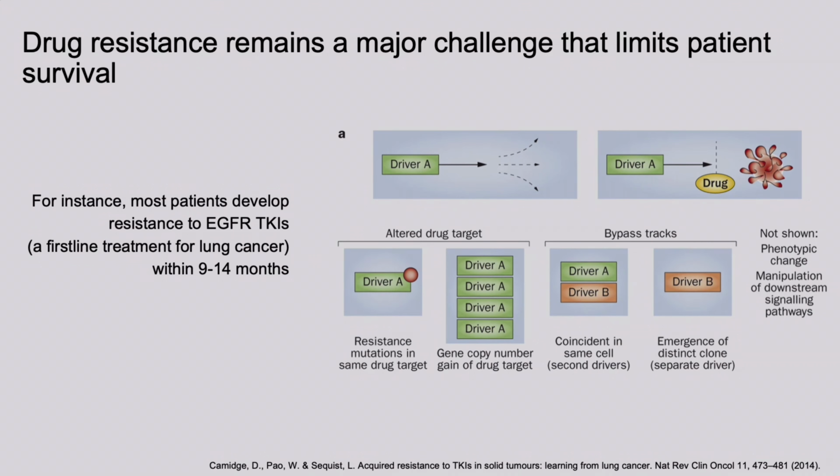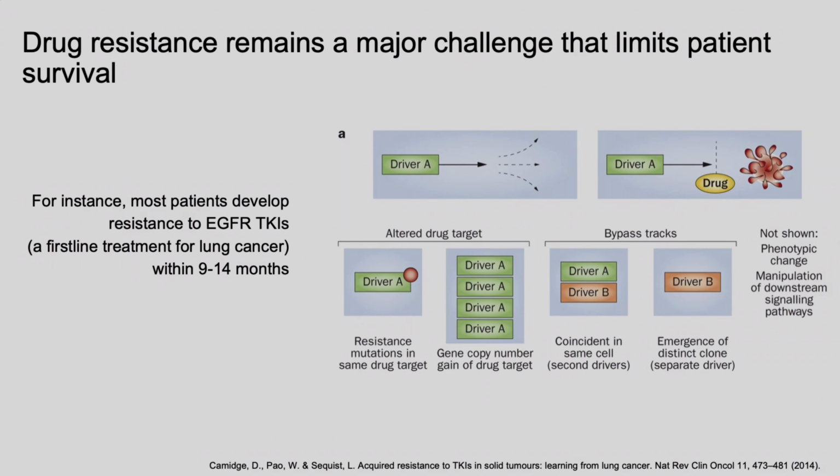But there's still the challenge of drug resistance. For instance, most patients develop resistance to EGFR tyrosine kinase inhibitors within 9 to 18 months. And there's a lot of different mechanisms of drug resistance. However, a lot of them are both genetic and inherent to the tumor, or they develop over time and are detectable on a genetic level.